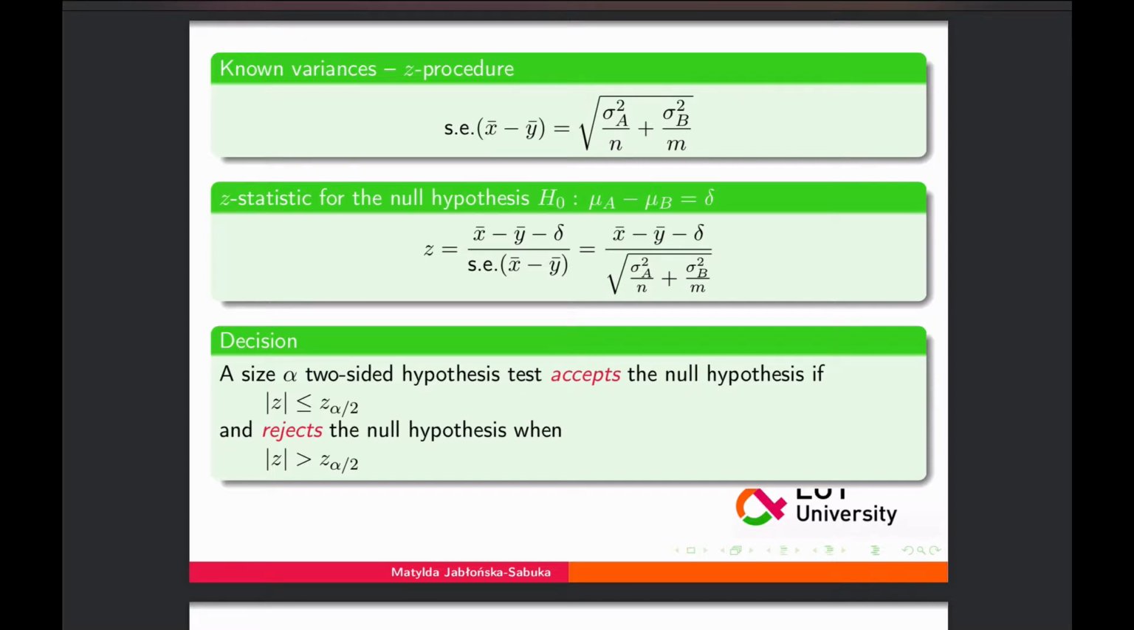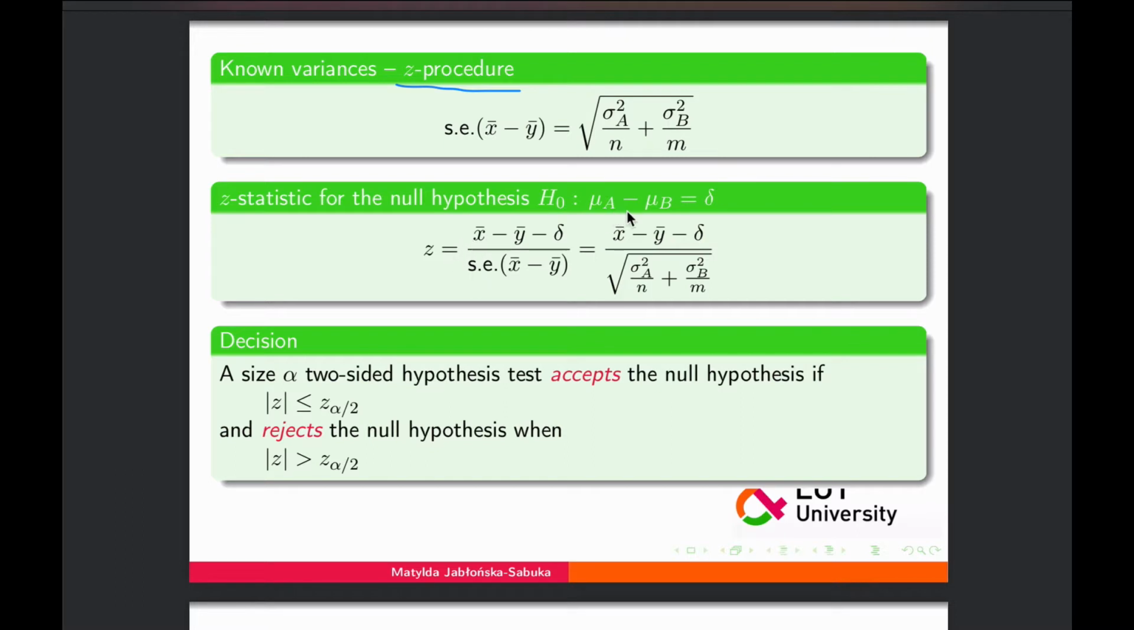So in that case, the uncertainty related to the variance is eliminated and we use the Z procedure. That means that we will be using the normal distribution. The standard error looks very similar to the standard error with the sample standard deviations, but now we use the theoretical values in here. And then the test statistic, which is now the Z statistic, since it comes from the normal distribution, looks again similar or the same as in the other test.